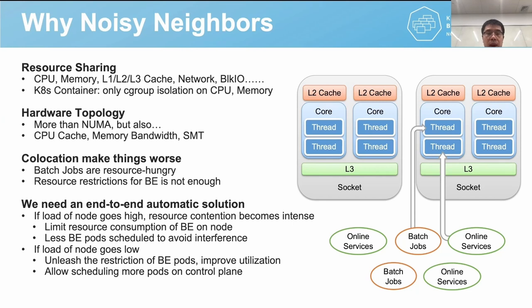So we need an end-to-end automatic solution. If the load of a node goes high, it can automatically limit the resource consumption of best effort jobs on the node. And on the control plane, it can schedule fewer best effort pods to avoid more interference on the node. And if the load of the node goes low, the restriction of best effort jobs can be lifted automatically to improve the utilization. And also the control plane should allow more pods to be scheduled on the node, so that everyone is happy.